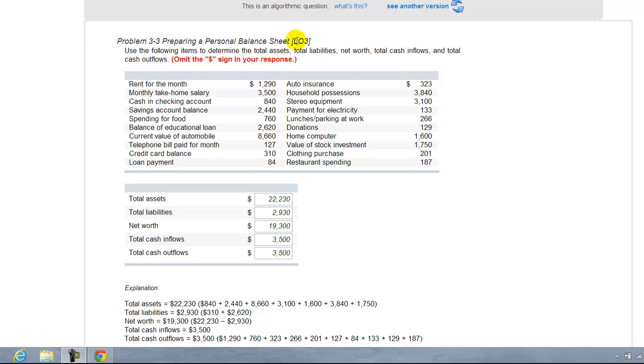Preparing a personal balance sheet. Use the following items to determine the total assets, total liabilities, net worth, total cash inflows, and total cash outflows.